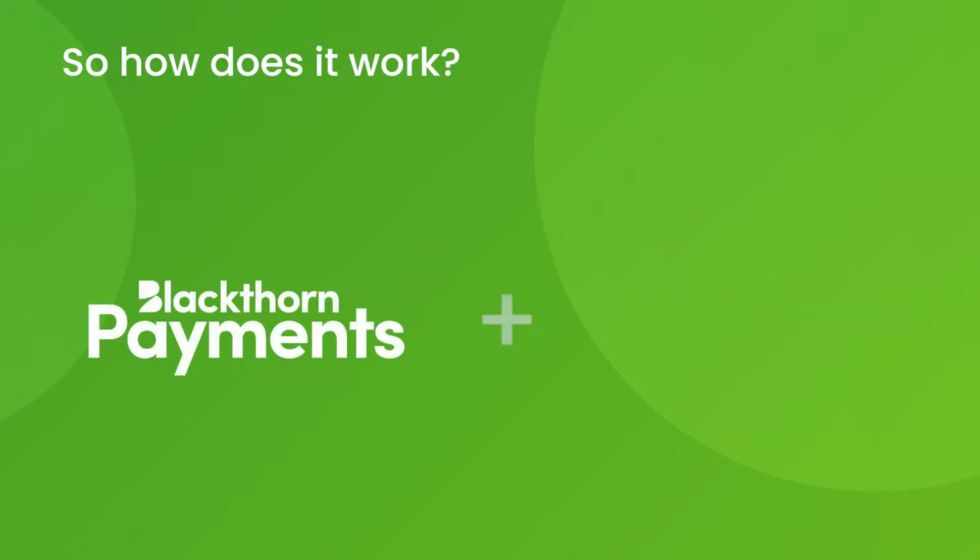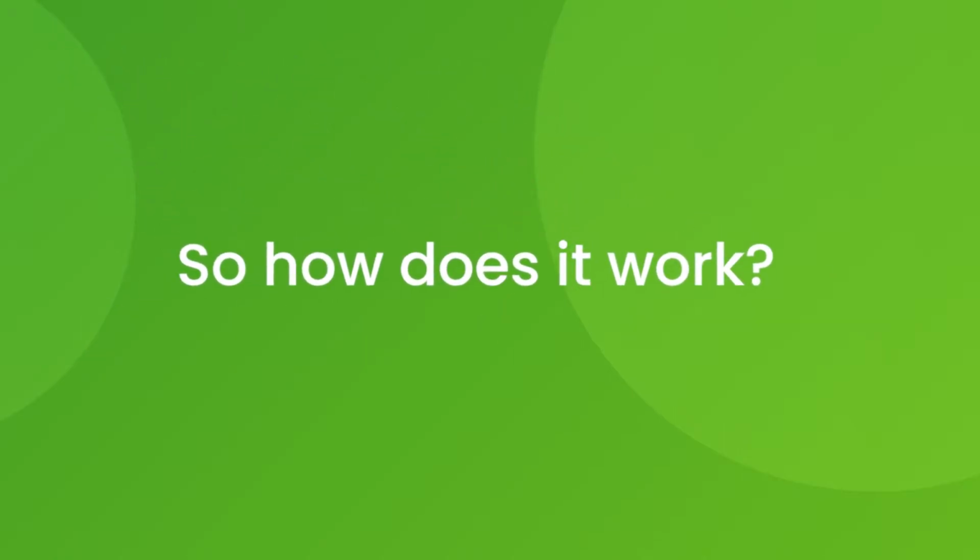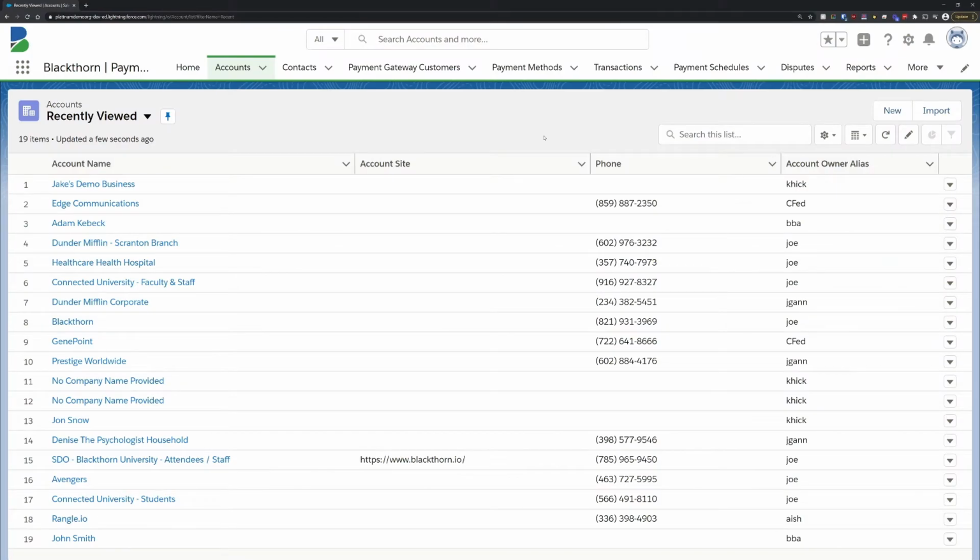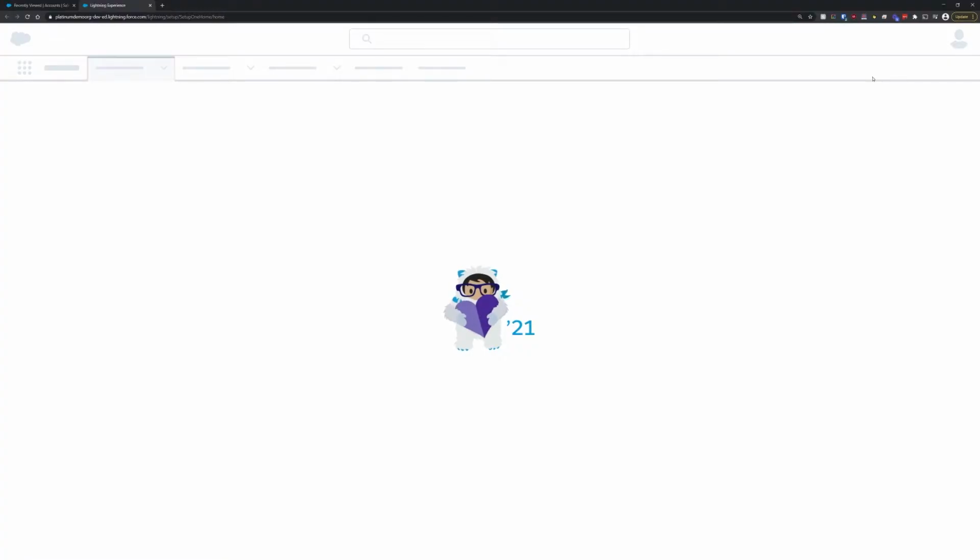Here's how Blackthorn Payments makes it easy to turn a closed-won opportunity into a set-it-and-forget-it subscription, taking the hassle out of recurring payments and ensuring you get paid faster using our new subscription flow package. First, start by installing this unmanaged package and ensuring that you're on Blackthorn Payments 5.1 or higher.